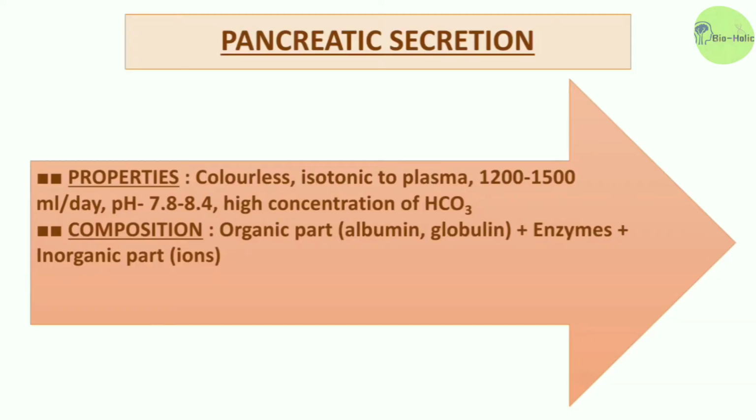Now let's move on to the pancreatic secretion. It is colorless and isotonic to plasma, and 1200 to 1500 ml per day is secreted. The pH of this secretion is 7.8 to 8.4 and it has a high concentration of HCO3 ions. It has many components which are organic, like some enzymes and other substances. Enzymes like amylase, lipase, protease, trypsin, and some organic substances that include albumin and globulin.